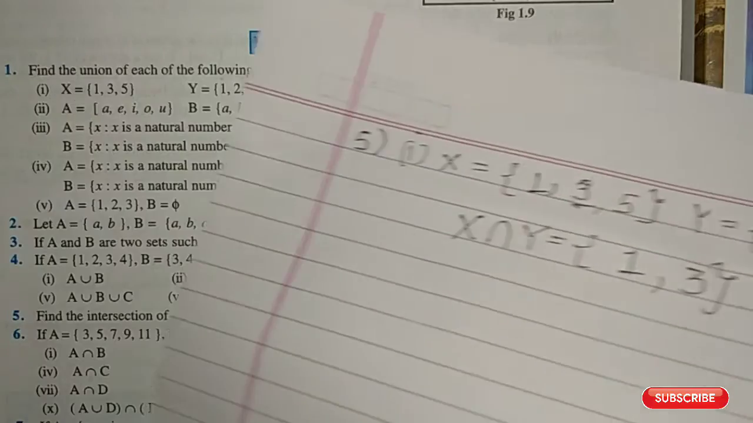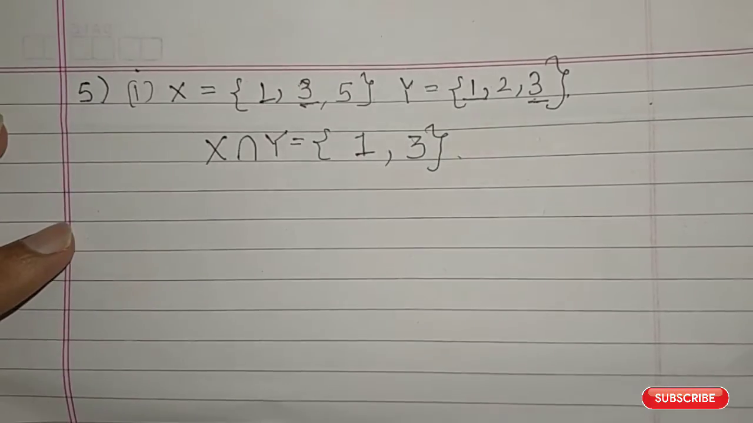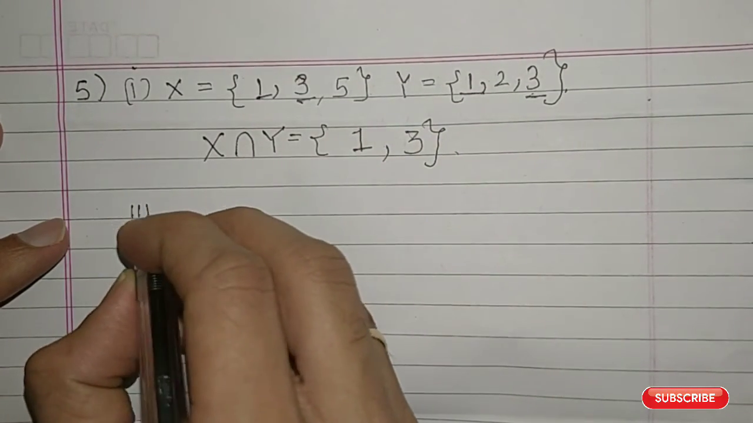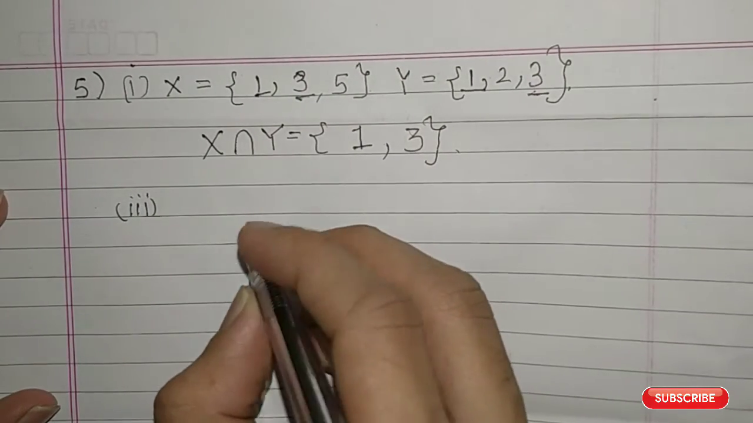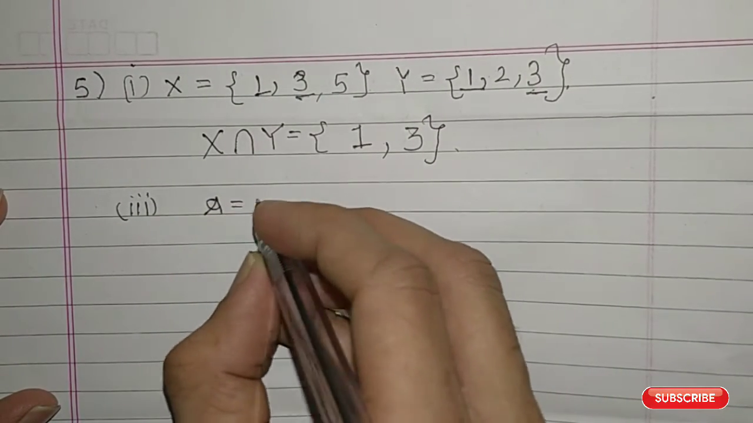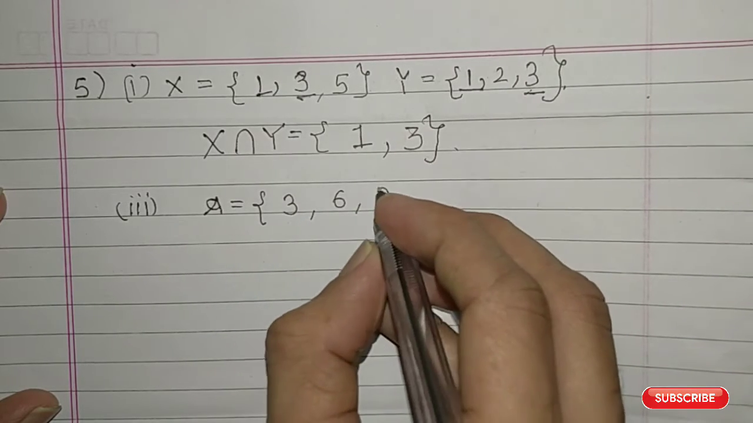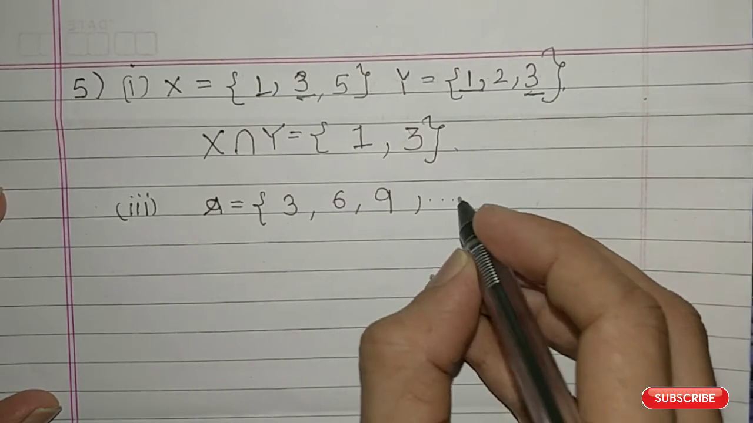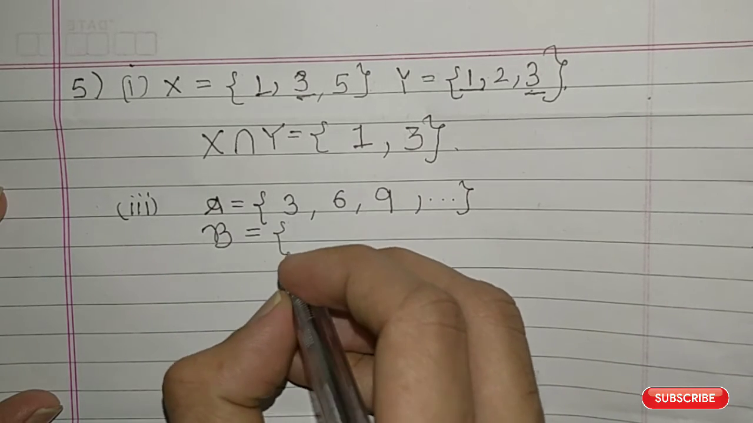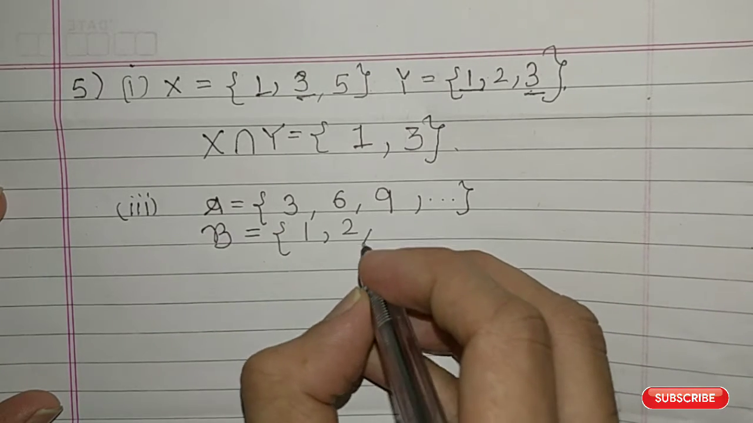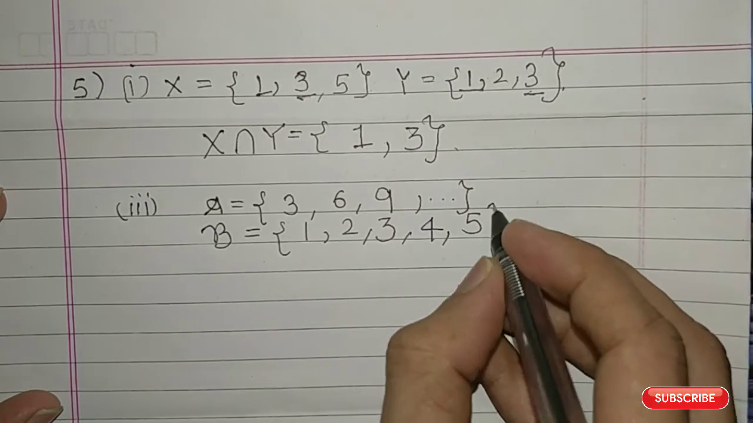Okay. Now let us go to the third problem of the first question. There A was equal to 3, 6, 9 and so on. And B was equal to 1, 2, 3, 4, 5.